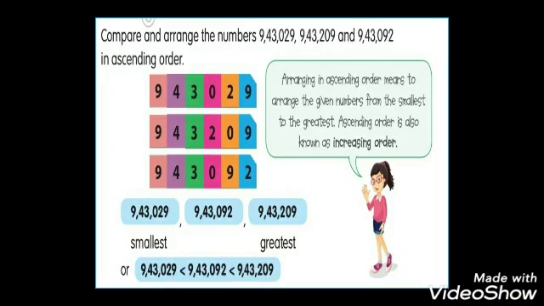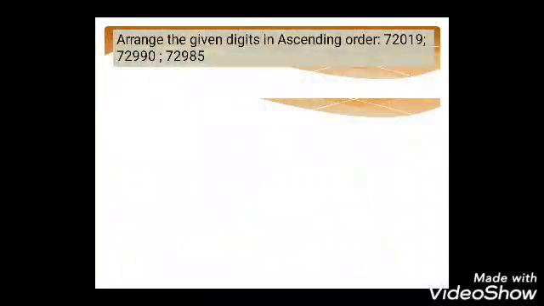Now both have zeros. Here we have to compare at the tens place. This is 2, this is 9, so now this is the smaller one and this is the greater one. So this is the smallest number. So this is the smallest, this is the greatest, and this is the middle number. And this is how we order the numbers. So let us take another example.